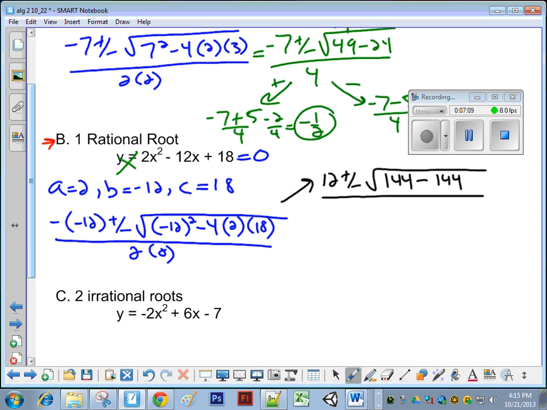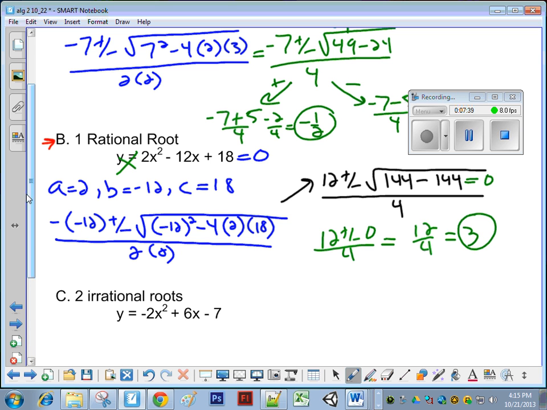All over 4. Now when I go to deal with this, I now know that this is equal to 0. The square root of 0, of course, is just 0. So what I've got is 12 plus or minus 0 over 4, which of course will just be 12 over 4. So in this case, I'm just going to get one real root. So that root is 3.